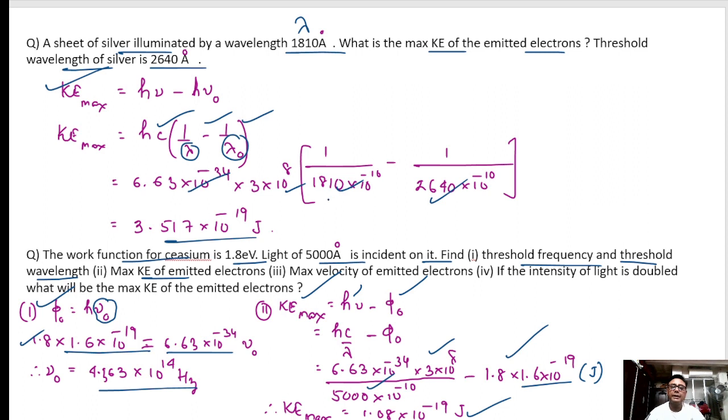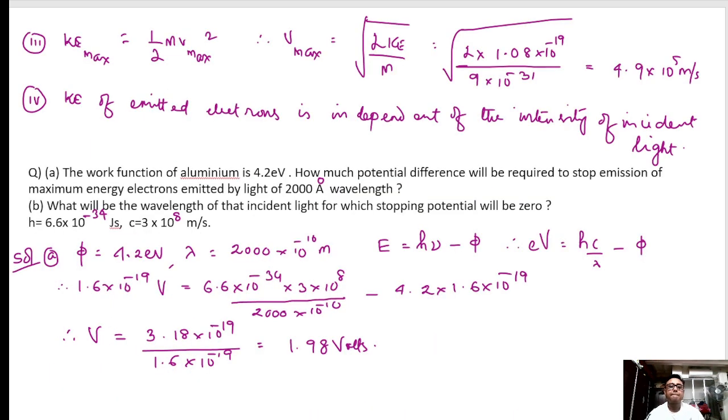Okay, then we will find out what is the maximum velocity of photoelectrons emitted. So let's see. So we know kinetic energy is half m V max square. So V max we have to find, 2 ke by m. Putting the value of ke and m, we calculate the velocity of the photoelectrons.